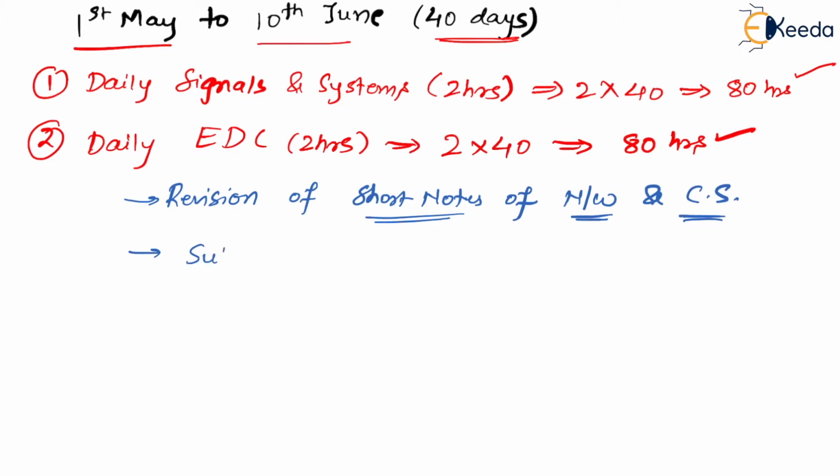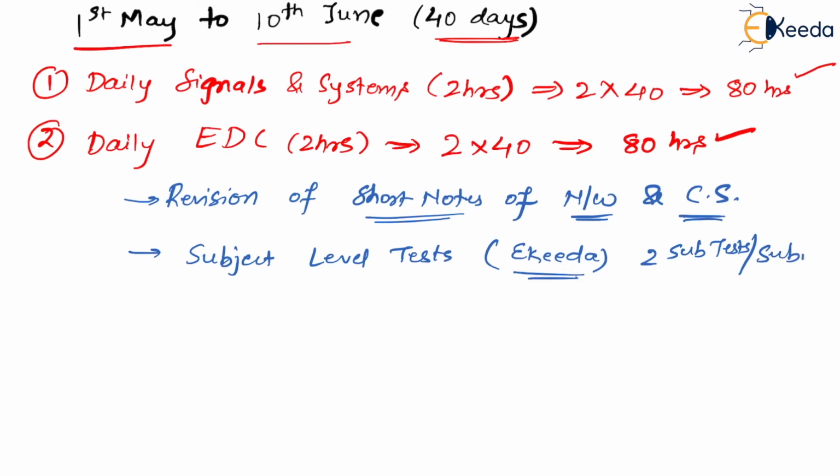Second thing, along with this, you have to give subject level tests. Where are they available, sir? Along with our package of Ekeeda, you will get them on our Ekeeda portal. You are going to get the subject level tests, so please solve those. Now, for example, if there are two subject tests per subject, what are you supposed to do? You are going to give only one test at a time. You will give this first test.